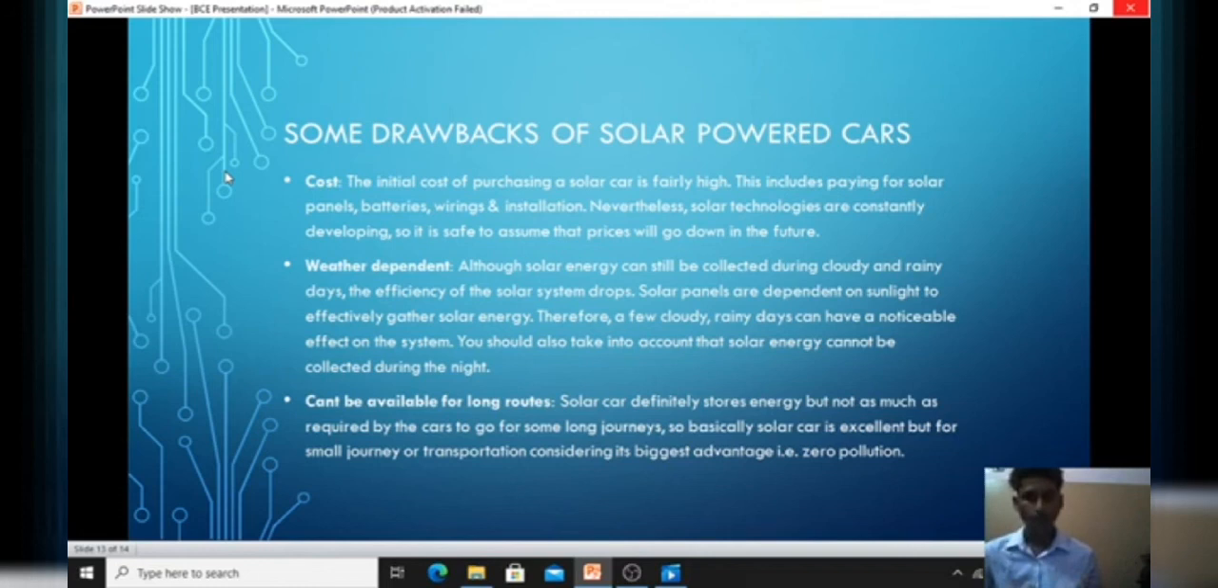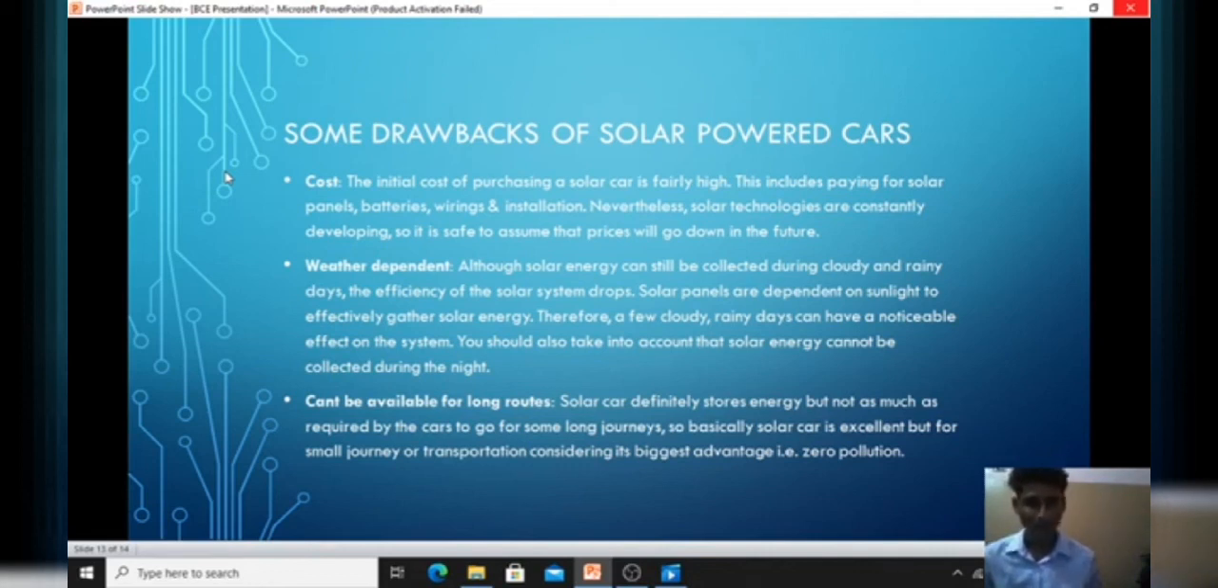And the other one is weather dependence. We know solar cells are totally weather dependent. So if the weather is not good, such as on rainy or cloudy days, we cannot consider our long routes. We can consider only our short routes. And the other one is that they are not available for long routes.